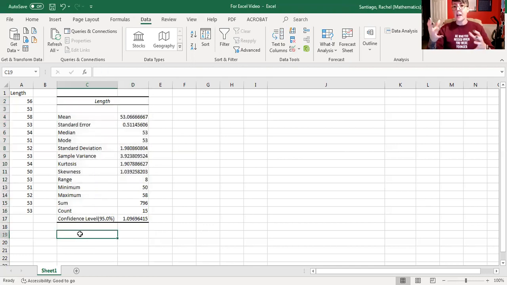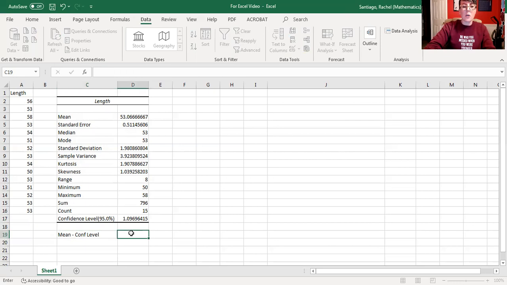So in order to find our lower bound, we're going to take our mean and we're going to subtract the confidence level, that value. So it's essentially like saying the mean minus our error. So we are going to press equals. We're going to take the mean and we're going to subtract that value. So that gives us our lower bound in terms of the length of the newborn baby. And this is, of course, in centimeters, which I could clarify here. That might be helpful.